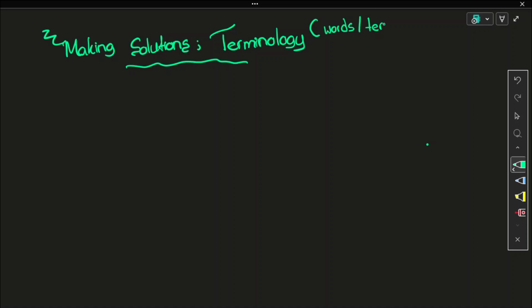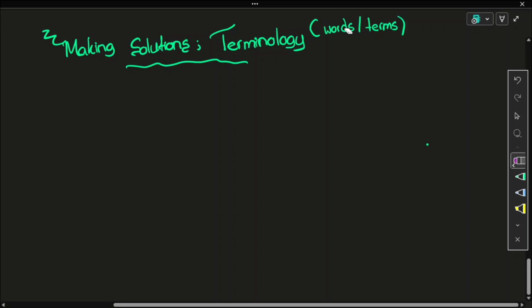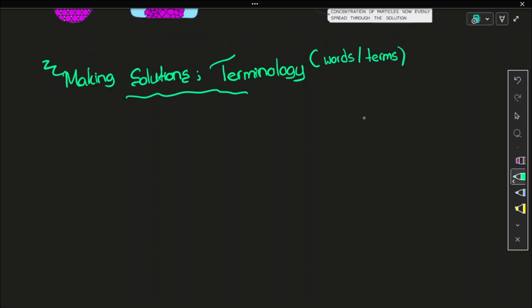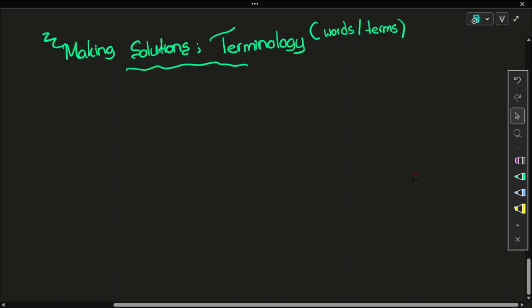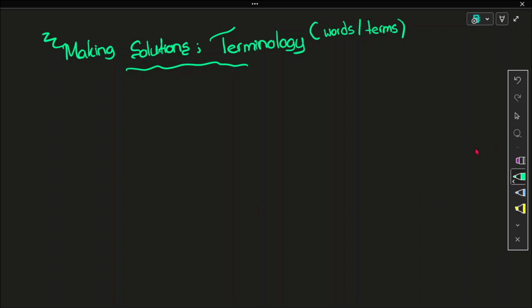Well, let me get rid of this dancing pink dot. Okay, it's gone. This guy too. So simply we'll be talking about the words or the terms that we will be using when we talk about solutions generally in chemistry, because obviously we'll be talking about a lot of solutions. Welcome to chemistry. Starting off, let me pick a good color.